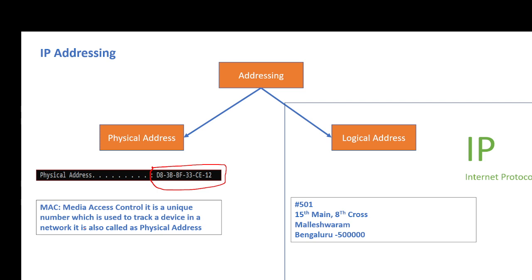Moving on to the logical address. Logical address is like your temporary address. When you have your own house, you have a permanent address. When you are in a rented house, you have to keep on changing as and when you change the house. That is your logical address.